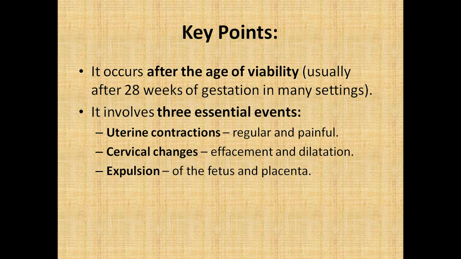The key points to note is that it occurs after the age of viability, usually after 28 weeks of gestation in many settings. It involves three essential events, which are uterine contractions, that are usually regular and painful, cervical changes, that's effacement and dilatation, that's thinning and opening, and expulsion of the fetus and placenta.